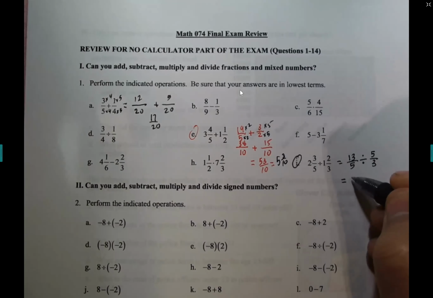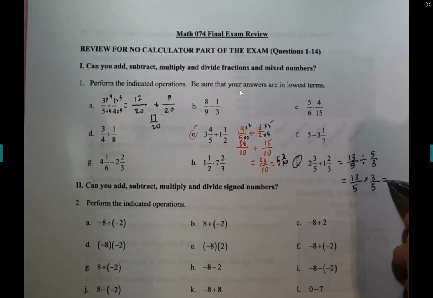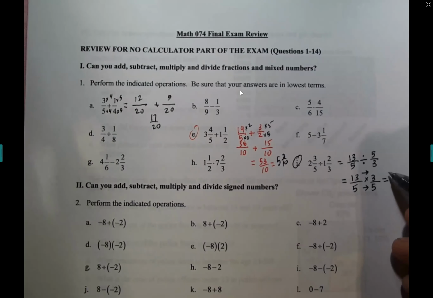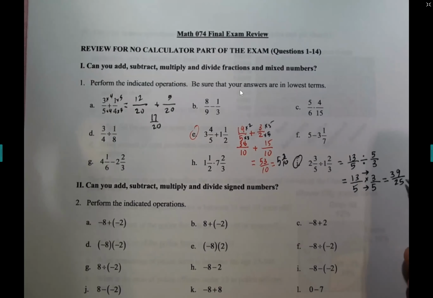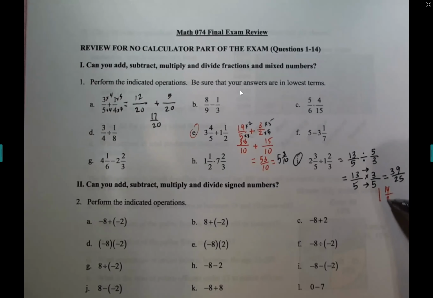Now, for division, guys, here's how division works. You change the division to multiplication and you flip the second fraction, 3 over 5. Now, how do you multiply? You multiply just straight across like this. 13 times 3 is 39, and 5 times 5 is 25. That's improper. Your answer should be written as mixed. So how many 25s go into 39? There is 1, and what's left over? 14 over 25.